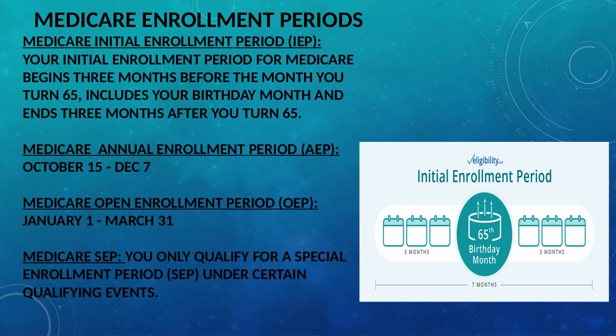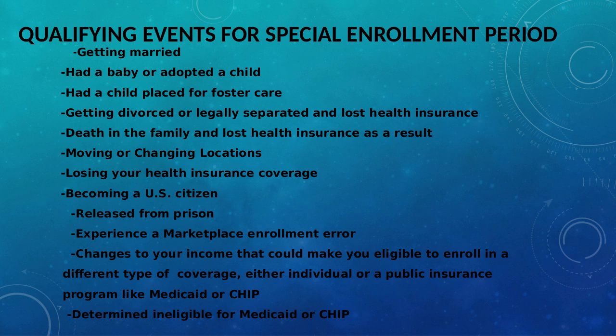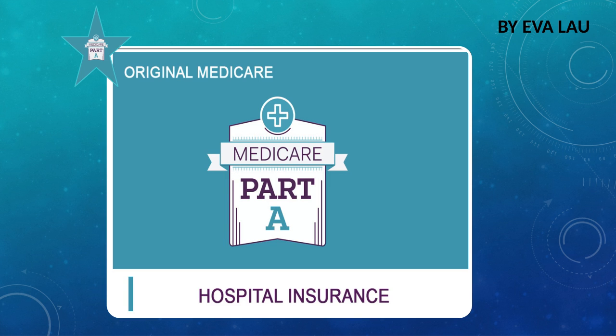In the Medicare special enrollment period, to qualify for the Medicare special enrollment period, you need to have certain qualifying events. These events include having a baby or adopting a child, getting divorced, death of a family member, moving or changing locations, or losing your health insurance coverage, and other extenuating circumstances.